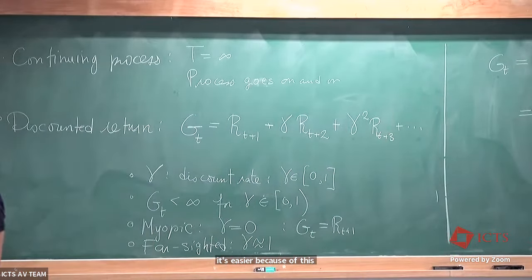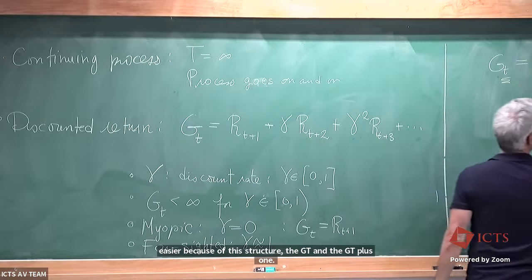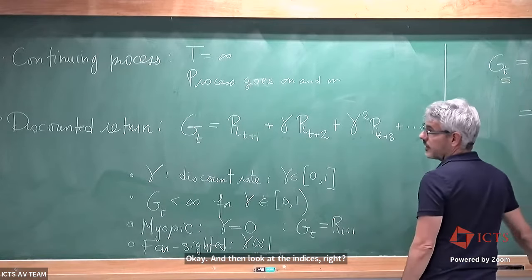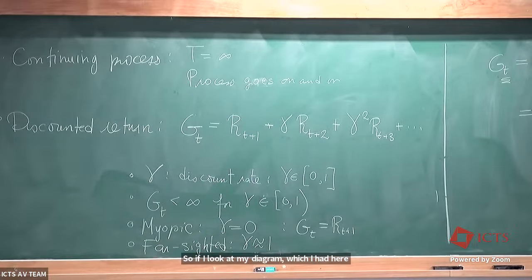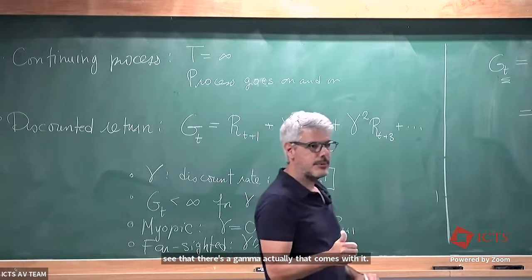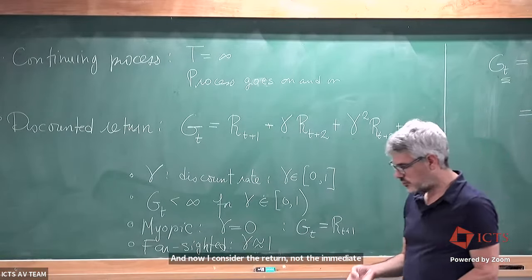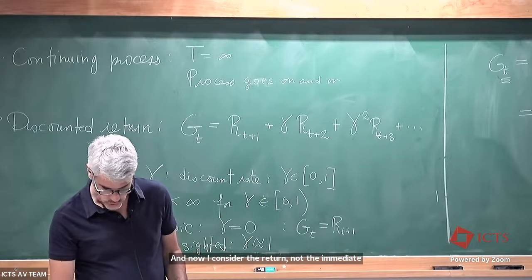Okay? And then look at the indices, right? So if I look at my diagram, which I had here, I mean, this is bad teaching practice now because I'm drawing over something that came before, but I have the G3 here. Here I had a certain gamma. So you see that there's a gamma actually that comes with it. Okay, so far so good. So I have the dynamics, I have the reward on top, and now I consider the return, not the immediate reward, in order to be general and then pave the way to reinforcement learning.